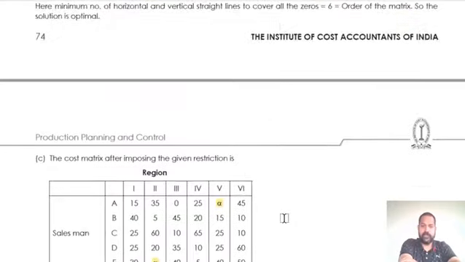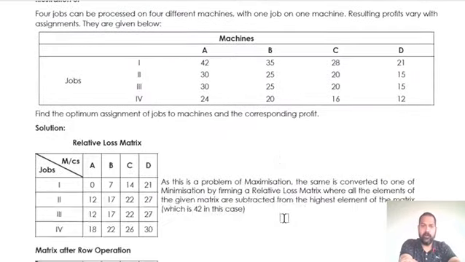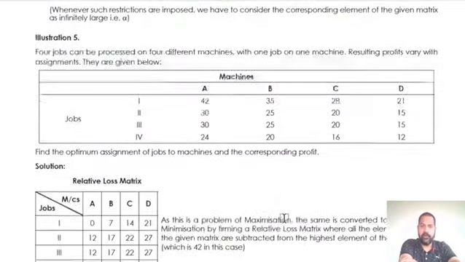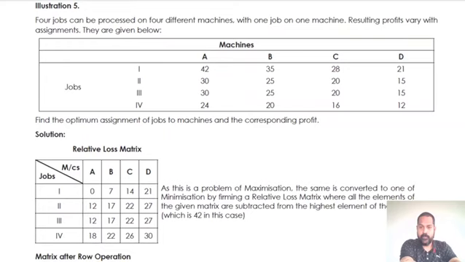That's it. That is question number 4. Let's come to the next, and that is question number 5. What does question number 5 say?